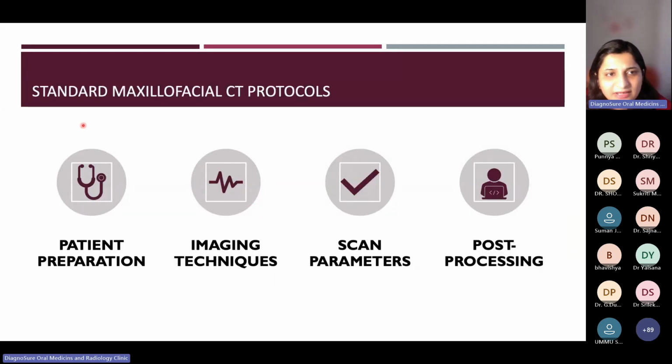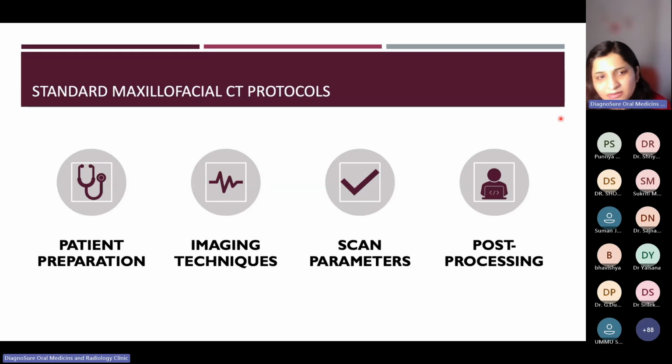And what is a standard maxillofacial CT protocol? They generally ensure optimal image quality and diagnostic accuracy. First comes patient preparation. It involves proper positioning and instructions to minimize motion and artifact. We can avoid repeat scans with proper patient instructions. Then imaging technique: it includes selecting appropriate methods such as axial or coronal scans based on the clinical need.